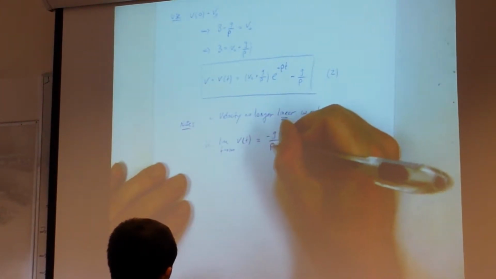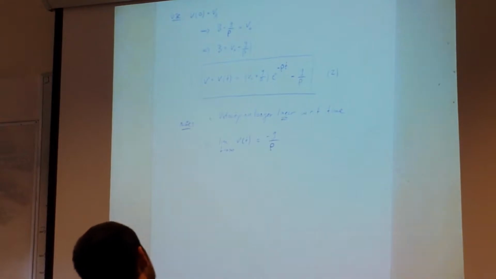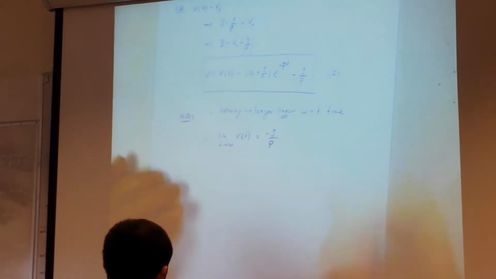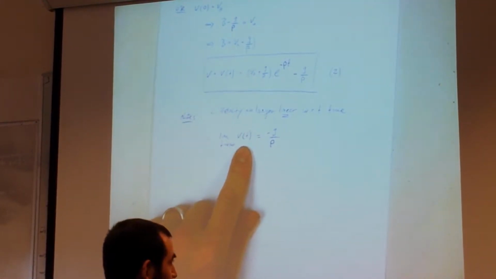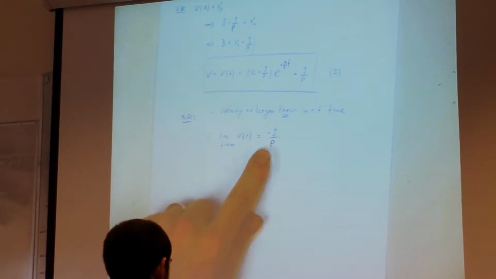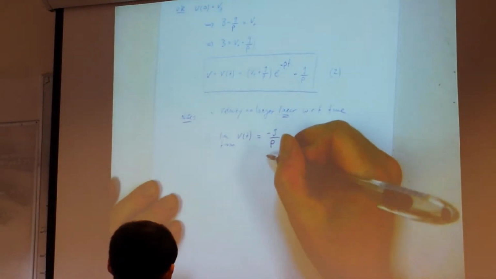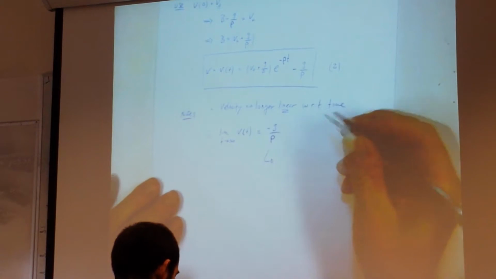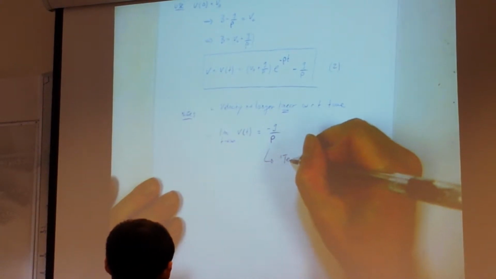So what does this mean? Right, this is the limiting velocity. Okay, this is what we call terminal velocity.